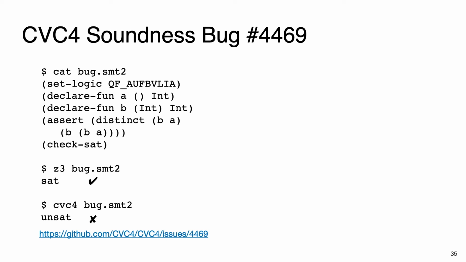Here's another CVC4 soundness bug in a formula with uninterpreted functions. It is caused by an unsought variable reuse in formula simplification, which makes CVC4 incorrectly report unsat. This bug got a major label on the CVC4 issue tracker, which underlines its significance.